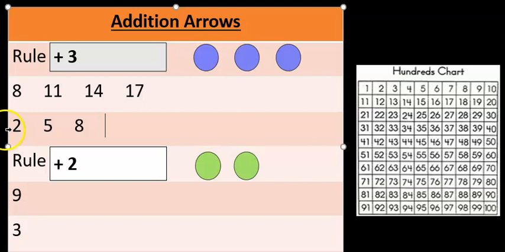Now, we are done with 2 now. We come to 5. Let's find 5 on our hundreds chart. It's right there. You see 5? Now, what does the rule tell us? We have to add how many? 3. So we're going to count 1, 2, 3 to see if we were correct.